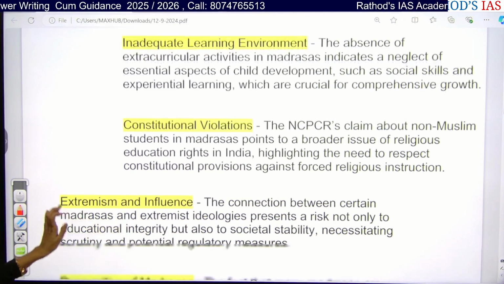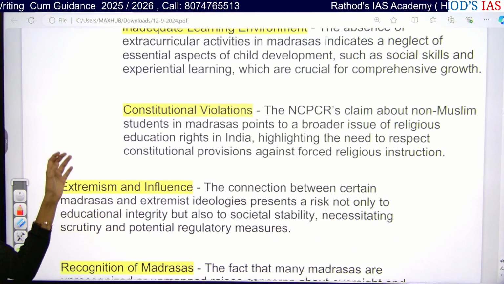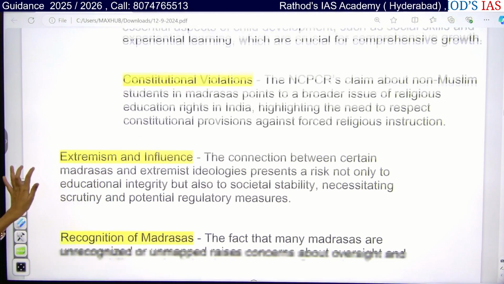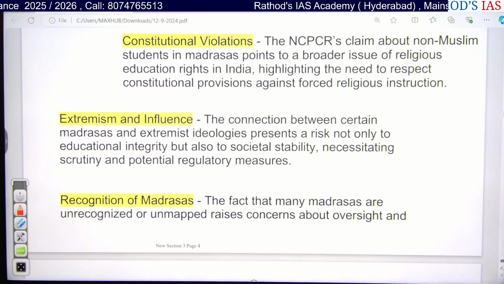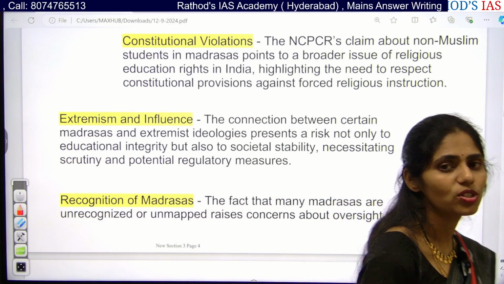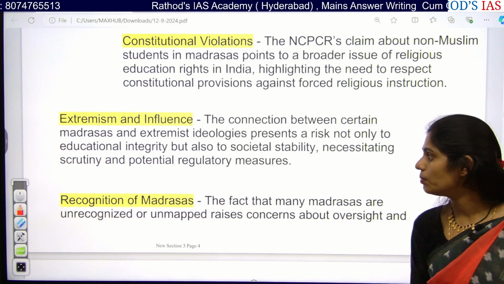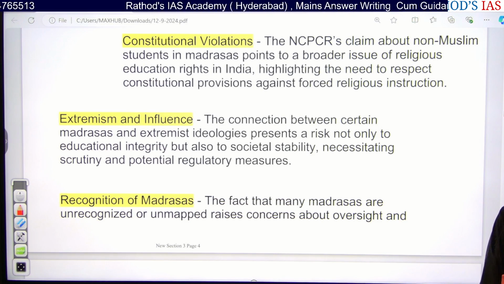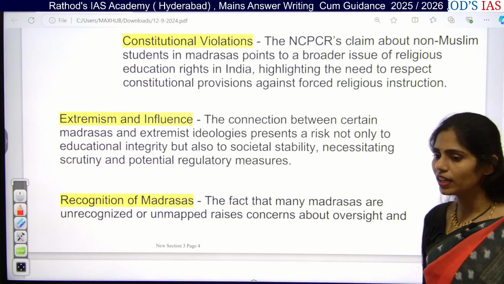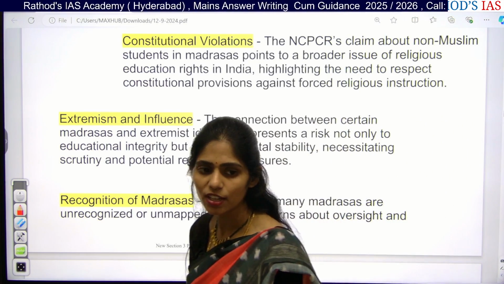And next, there is even a constitutional violation by including non-Muslim students in these madrasas. And next, they are also showing some extremism and influence. They want to spread their ideology of only Islam. Because of that, they are also giving admissions to these non-Muslim students. Because of this, what happens? There will be increasing social instability. Violence will erupt. So we need to take proper regulatory measures to control this.